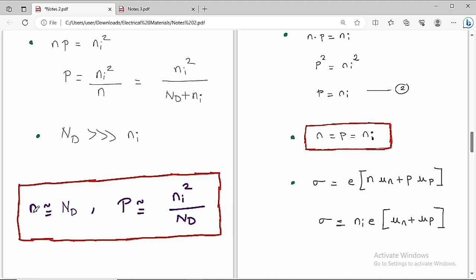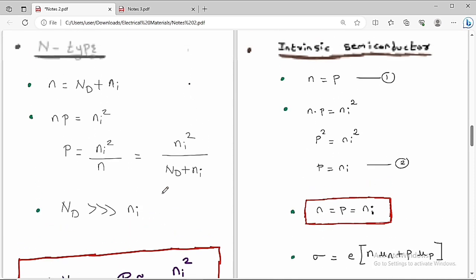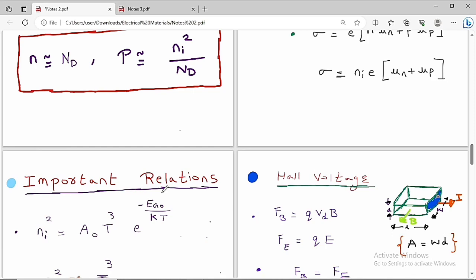Where N is the electron concentration in the N-type semiconductor, and P is the hole concentration in the N-type semiconductor. Okay, this is a very important concept that you need to remember.